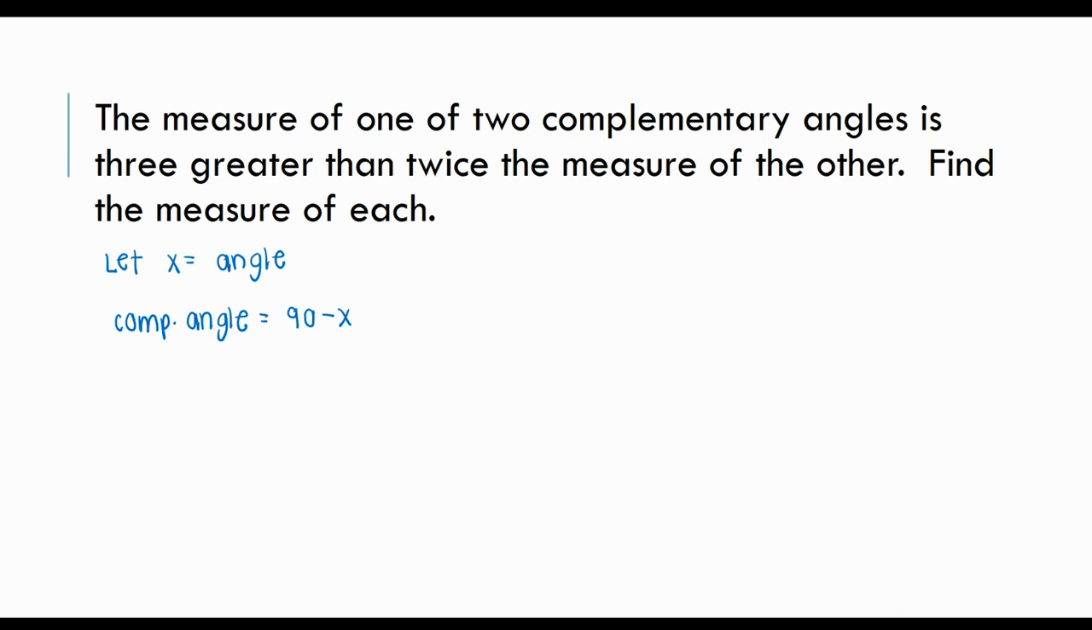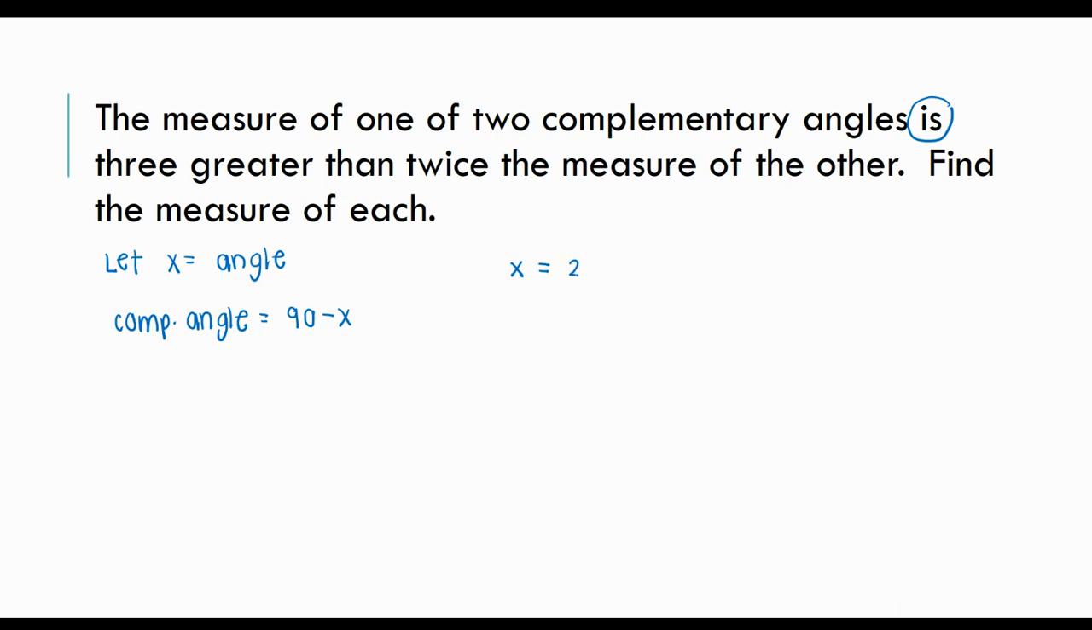So it doesn't matter. We can just choose x as the angle, or we could choose the complementary angle. It doesn't matter. I'm just going to choose x. So I'm going to say x. Anytime we see the word is, when we're thinking about a word problem, is going to mean equals. So one of two complementary angles is, so x equals. Then it says 3 greater than twice the measure of the other. So now that I chose x as my one angle, then I have to choose the complementary as the other. So it's saying 3 greater than twice the measure of the other.